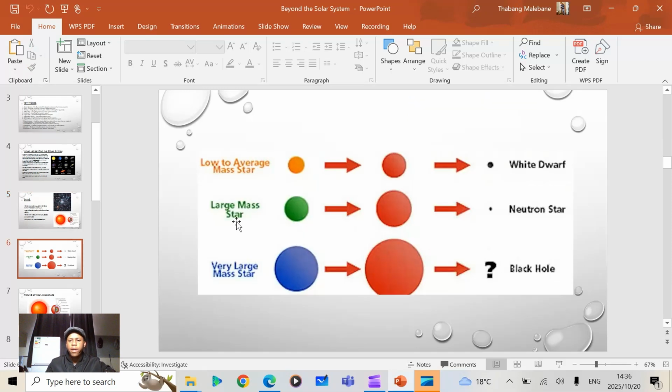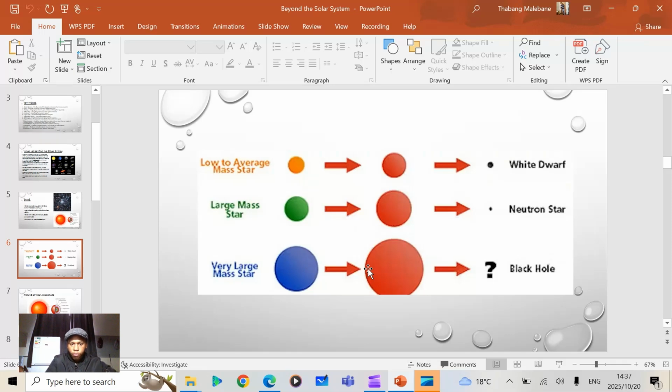Here I made the sizes of stars. We have the low to average mass star, which is the one with the orange color. We have the large mass star, the one with the green color. We have the very large mass star with a blue color. This is how they differ in sizes. The low to average mass star ends up as a white dwarf. The large mass star, the green one, ends up as a neutron star. The very large mass star ends up as a black hole.